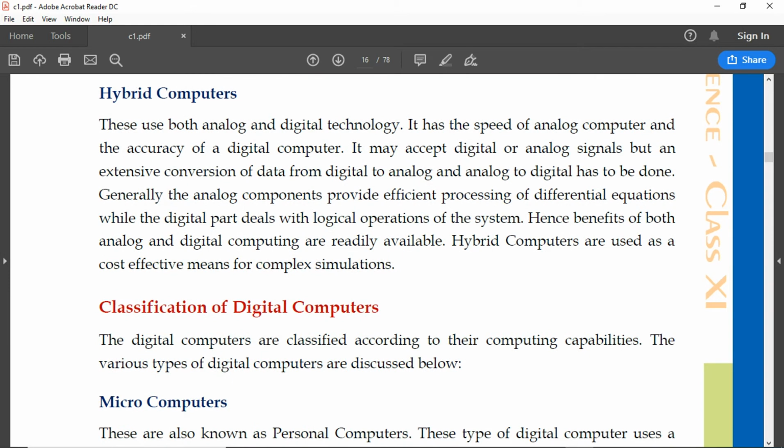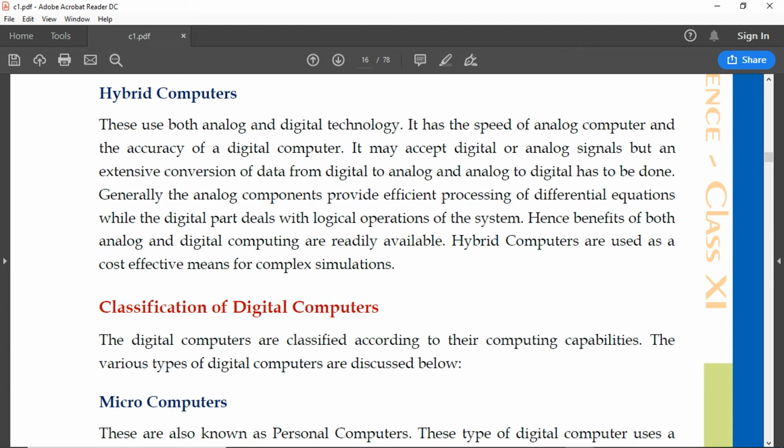Hybrid computers. These use both analog and digital technology. They have the speed of an analog computer and the accuracy of a digital computer. They may accept digital or analog signals, but an extensive conversion of data from digital to analog and analog to digital has to be done.